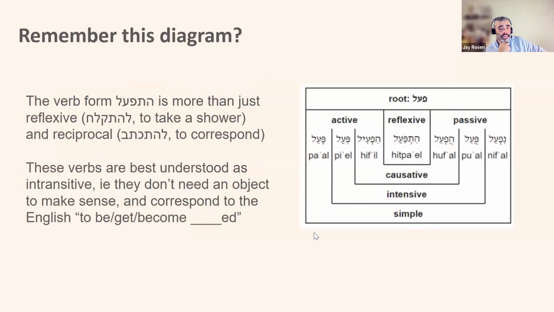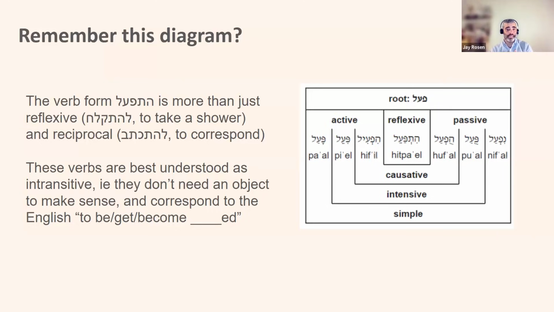This is called the binyanim, the 7 different forms that verbs take, and it turns into a nice menorah. It's a great and important diagram that we're not going to get through all today because we've done it a lot in the past. But as you see, 3 active branches and 3 passive branches. That means in terms of voice. And in the middle, we have binyan hitpa'el, and it says here reflexive. And as I wrote here, the verb form hitpa'el is more than just reflexive and reciprocal.